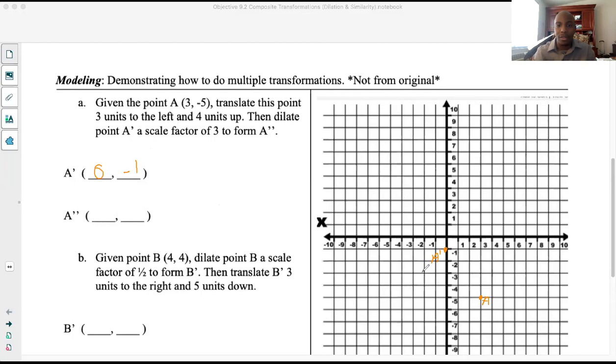Okay, A is there, A prime is here. Now, if I go to find A double prime, we know it's a scale factor of 3. So I'm going to multiply X by 3, which gives us 0, because 0 times 3 is 0. And then -1 times 3 gives us -3. So our new point is 0, -3, which is right here. You would label this one A double prime.